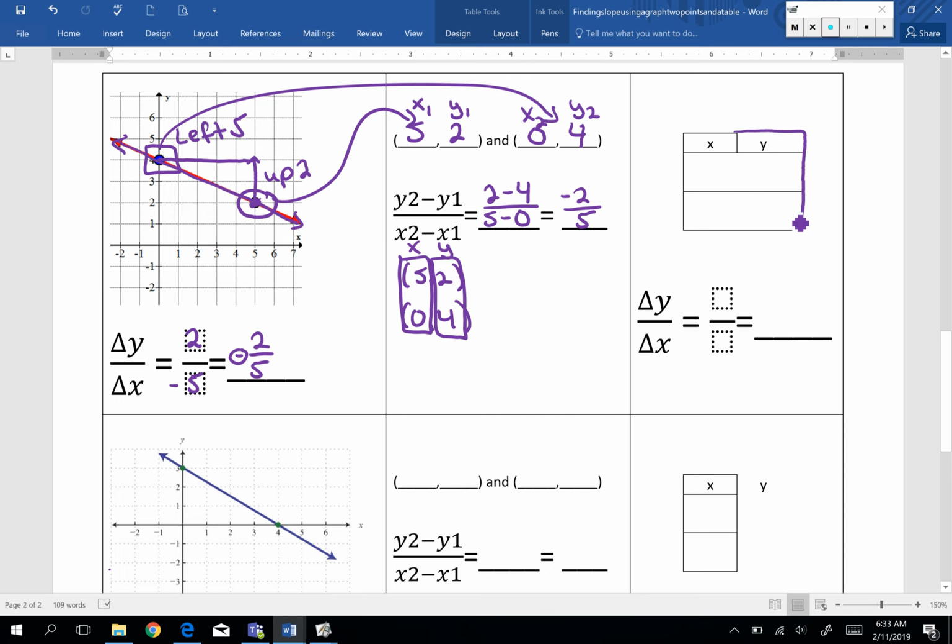Oop, I don't know where the rest of my table went here. There we go. Oh, it's coming back.